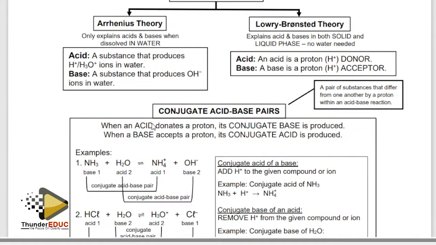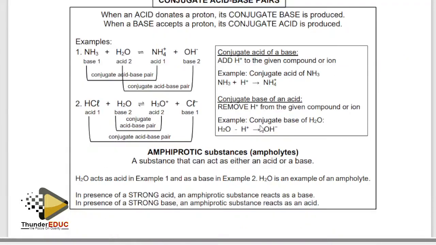According to Arrhenius, an acid is a substance which produces hydrogen ions in aqueous solution, and a base is a substance which produces OH. According to Brønsted-Lowry, an acid is a proton donor, and a base is a proton acceptor. So basically, you have to know that.